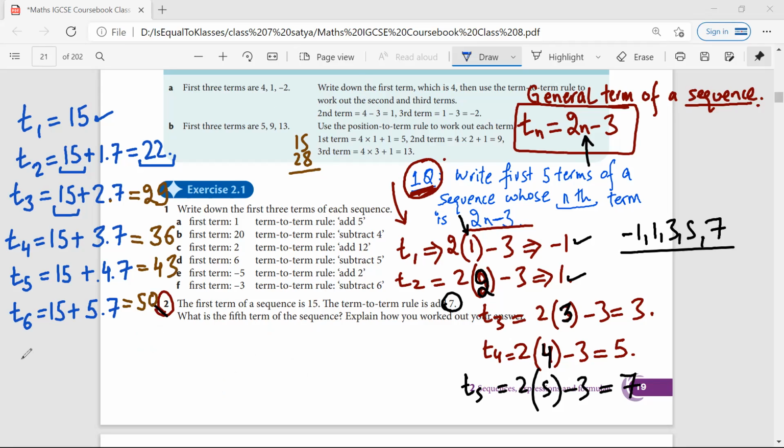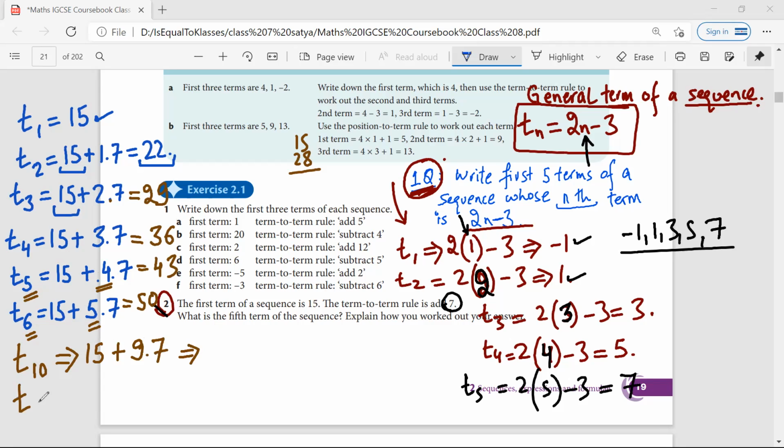Basically, if I want to find the 10th term, Siri, what should I do? 15 plus 10 into 7. When there is a 6 here, there is a 5 here. When there is a 10, here, 9 into 7. Shabash. Any confusion? No, sir.